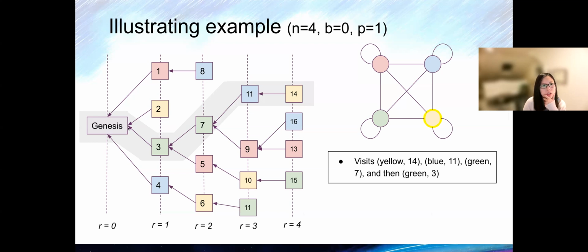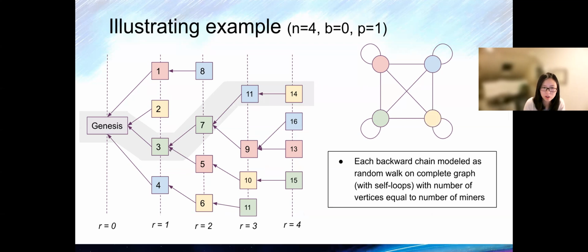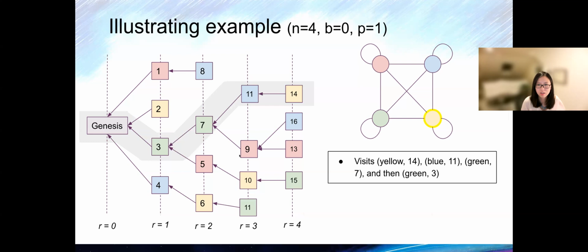Similarly for this longest chain, we assume there is a particle starting at the blue vertex, and then it visits this pink vertex, and then visits this one, and then stays there. And similarly here. So each longest chain corresponds to a random walk, and in fact, those random walks are not independent of each other. They are coalescing random walks.